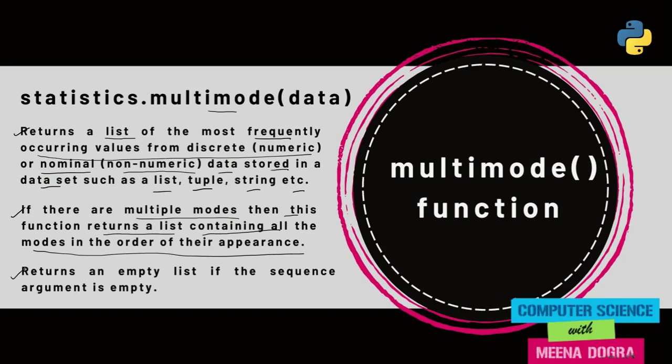Another difference is that if you give it an empty sequence, then this function returns an empty list. It will not throw a statistics error.